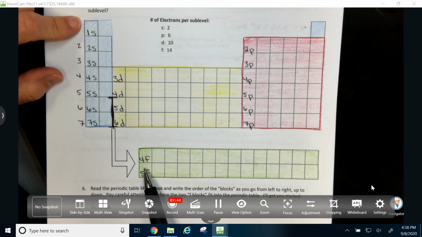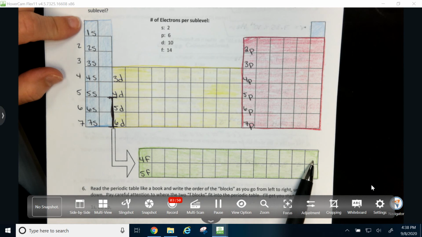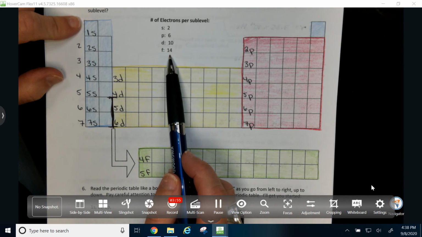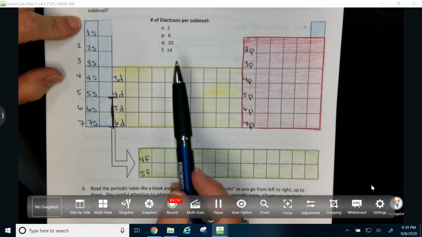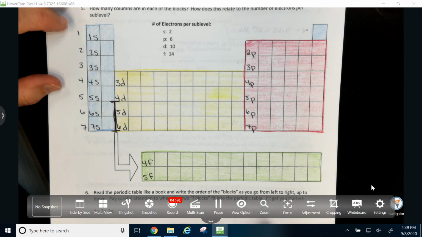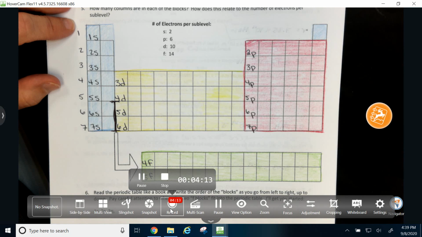The F has 14 columns, and you guessed it, F can hold 14 electrons. Setting up our periodic table this way is going to help us immensely when we learn how to write electron configurations. So, now that you got it set up, you are good to go for when we teach electron configurations next week. Thanks!